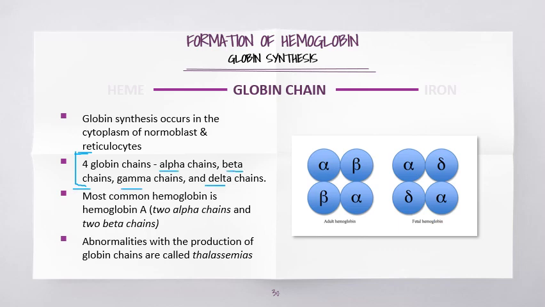Since there are 4 chains, each hemoglobin will have a combination of 2 chains with 2 molecules each, as seen in the picture. In an adult, the combination of globin is 2 alpha and 2 beta chain. Okay? This is in contrast to fetal hemoglobin. As you can see, fetal hemoglobin is composed of 2 alpha and 2 delta.